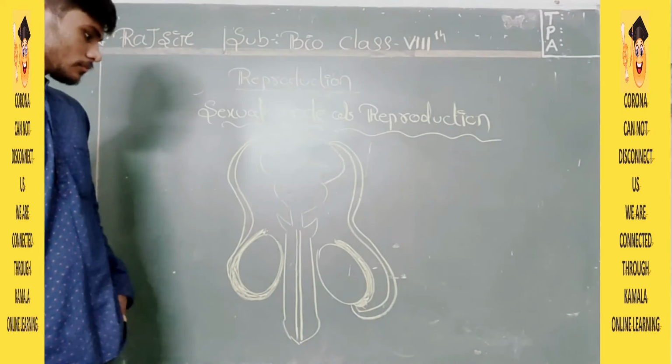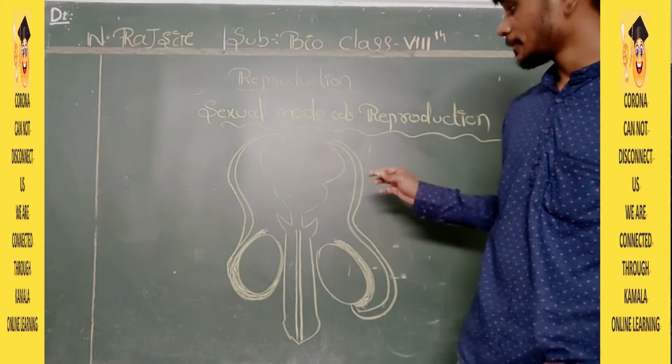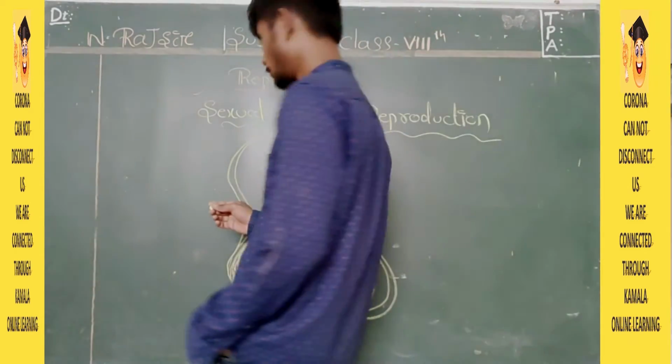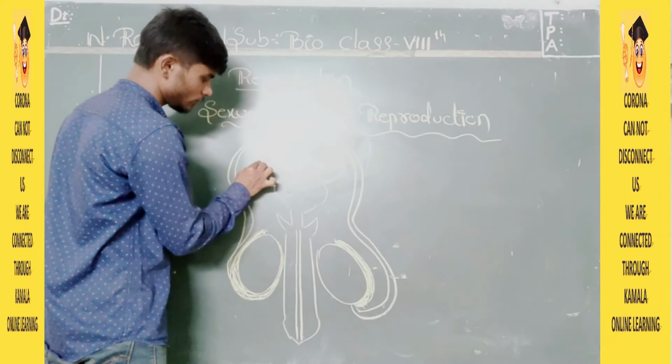So this is what the male reproductive system looks like. Here the important parts need to be mentioned, and it is a very important diagram for your entire exam. I hope you all are paying close attention to it.